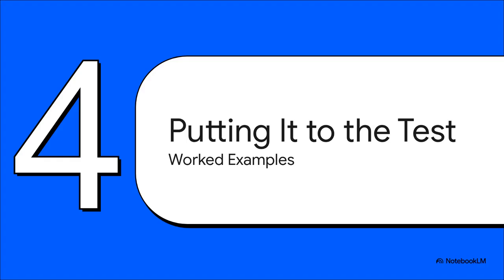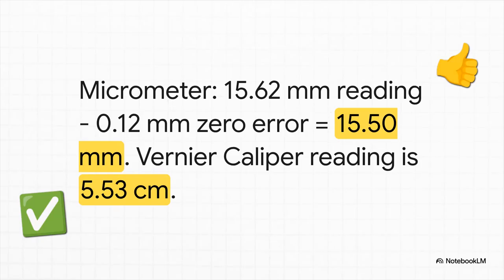All right, theory is one thing, but the best way to really get a feel for this stuff is to see it in action. So let's walk through a few real-world examples and put our new skills to the test. Let's start with reading these instruments. First up, the micrometer. The scale is showing a reading of 15.62 millimeters. But wait, we have to remember that systematic zero error of positive 0.12 millimeters. So to find the true length, we have to subtract that error. 15.62 minus 0.12 gives us a corrected length of 15.50 millimeters. Simple. For the vernier caliper, there's no zero error mentioned, so we just read it directly, 5.53 centimeters.